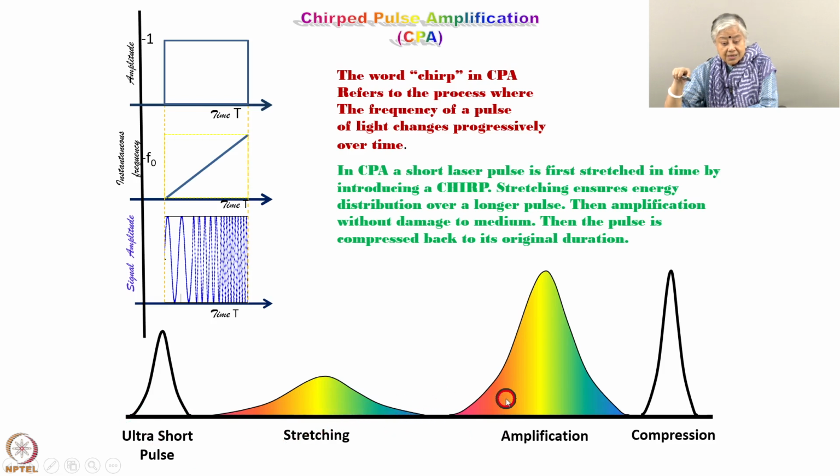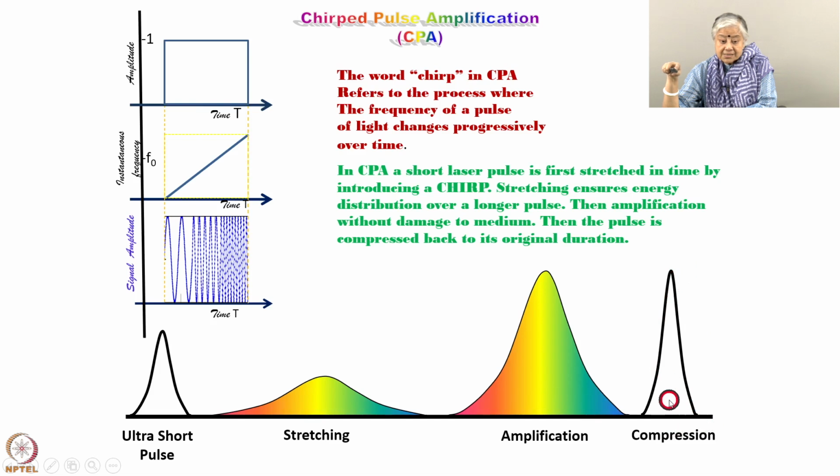Now this long pulse goes through an amplification process and gets amplified. It still remains a long pulse, but it has been amplified, keeping the whole spectrum intact. Whatever the spectrum of the ultra short pulse was, the same remains after stretching and the same remains after amplification. Only the time has changed. Then at the end of the amplification, when you have amplified to the energy you desire, you compress the pulse.